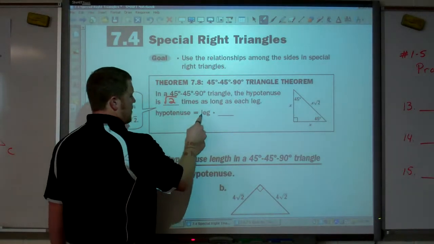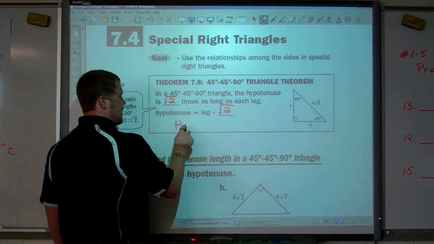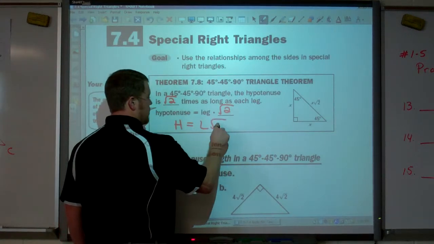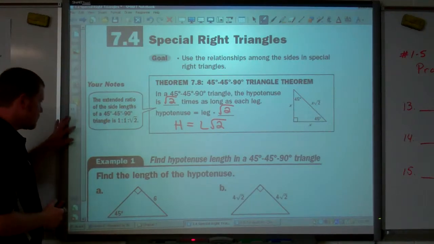Alright, so as an equation, hypotenuse equals the leg times the square root of 2. You'll see me abbreviate it as h equals L times the square root of 2. Hypotenuse equals leg times the square root of 2.